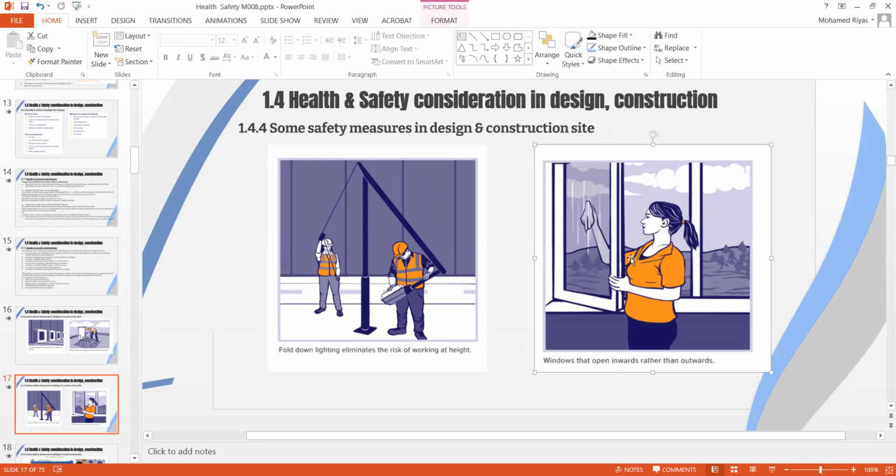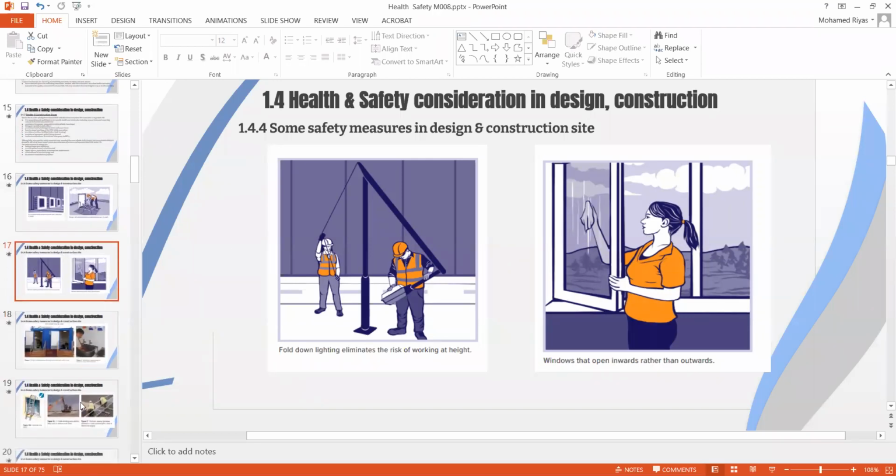Now looking at this window, the window can be opened inwards, not outwards. So the cleaning is much easier compared to outside. Otherwise, you may still need to reach to the window and clean it. This could potentially cause health and safety related issues.